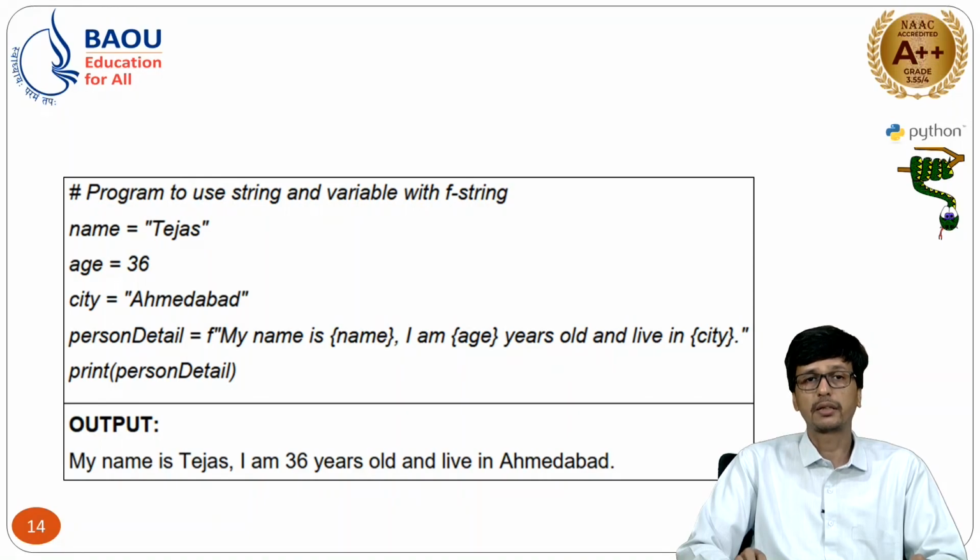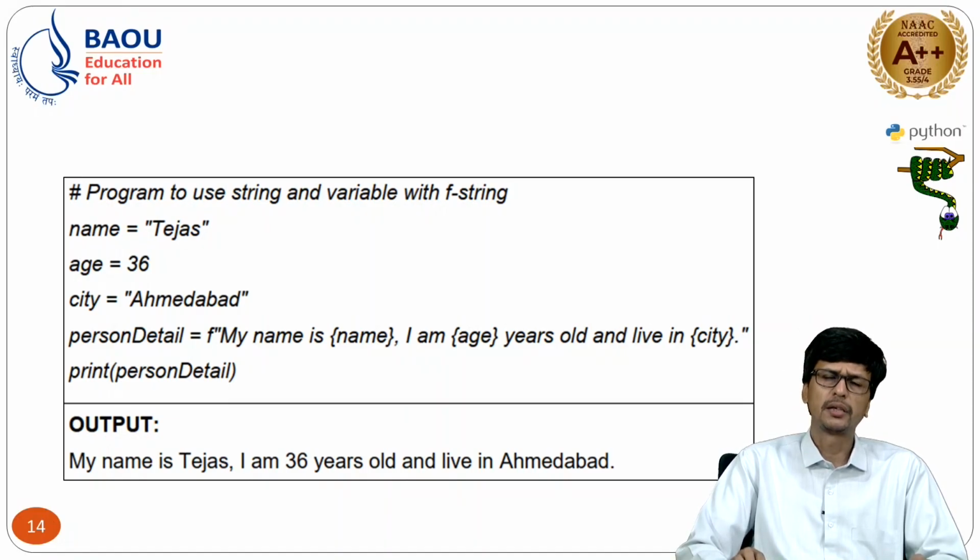Say for example, here we have created 3 variables: name, age and city. Name has a string value, city has a string value, but age has an integer value. Now suppose you want to merge all those data in a single statement. By using the formatted string option, you use f as a prefix, then you can write, say for example, my name is, and then in curly brackets you mention the variable name.